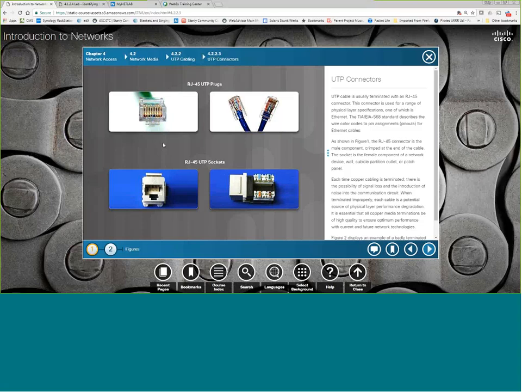Here's a couple of our. Go ahead, Kira. Okay. Here's a couple of our RJ45 plugs. You can see there are 8 wires, 4 pairs.